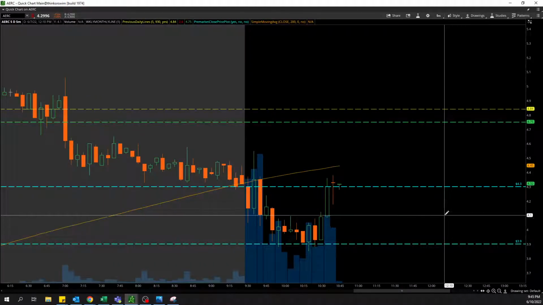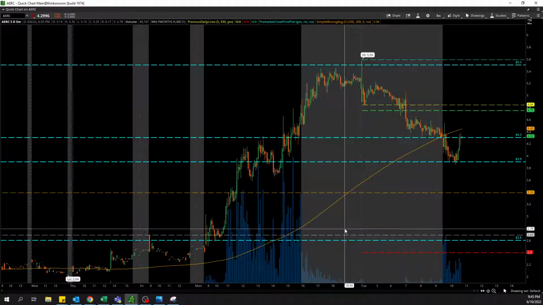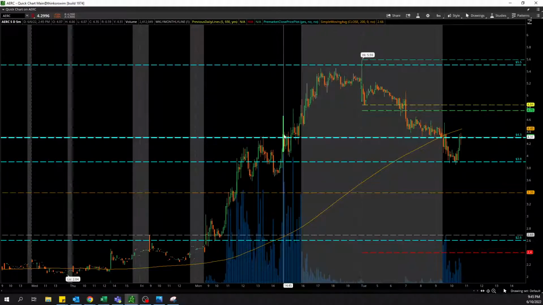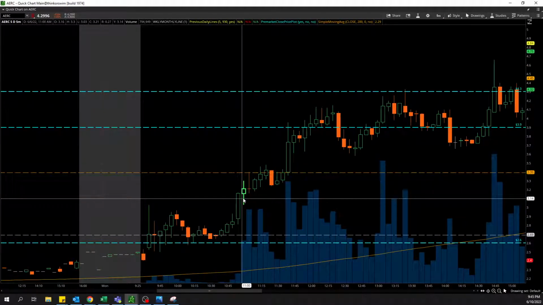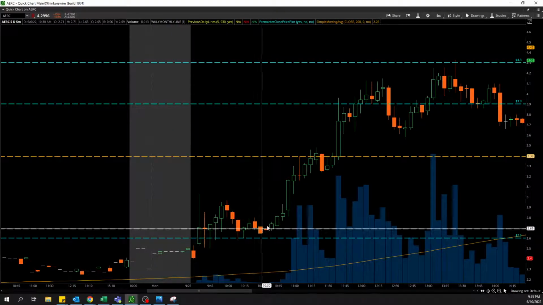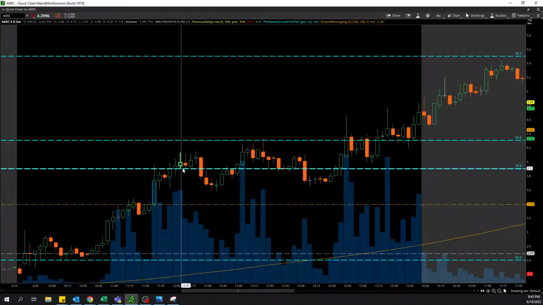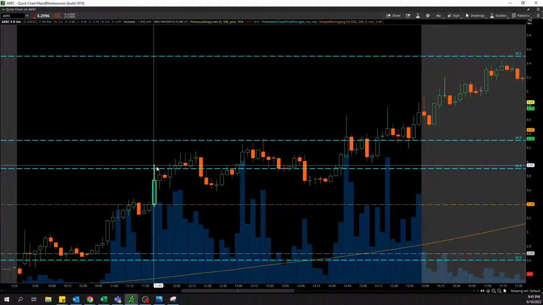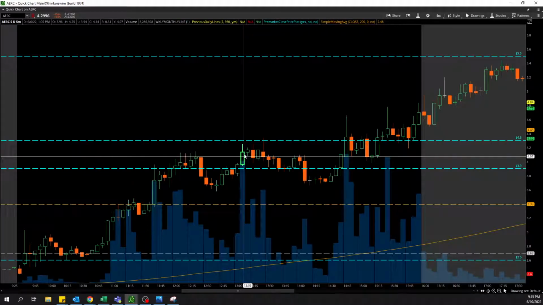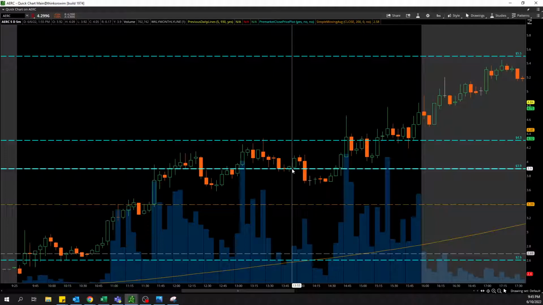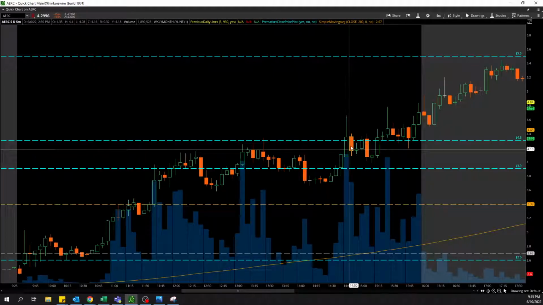Now this 390 area was very important. Look back to your left. This is the same area it broke out from. This is the same area that it respected the resistance and everything. So go back here and look at it, and you can see that right here it acted as support. Right here it acted as resistance. Right here it acted as resistance. Broke out, came back, acted as support. Broke down, came back, acted as resistance, then it came support. This was a big area.